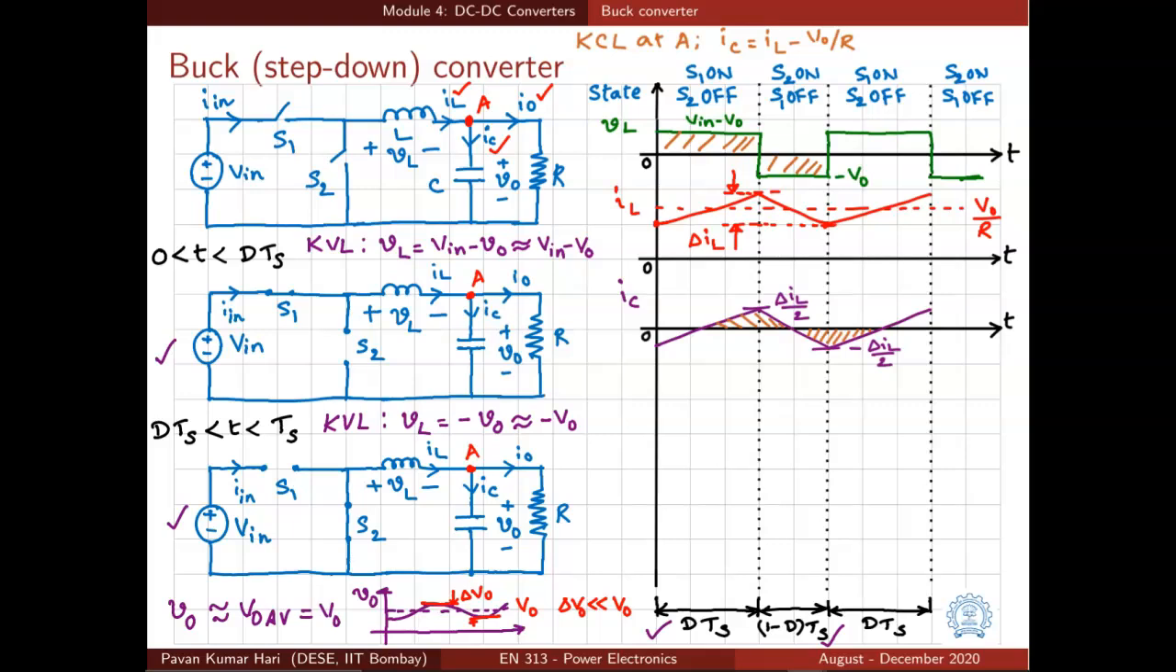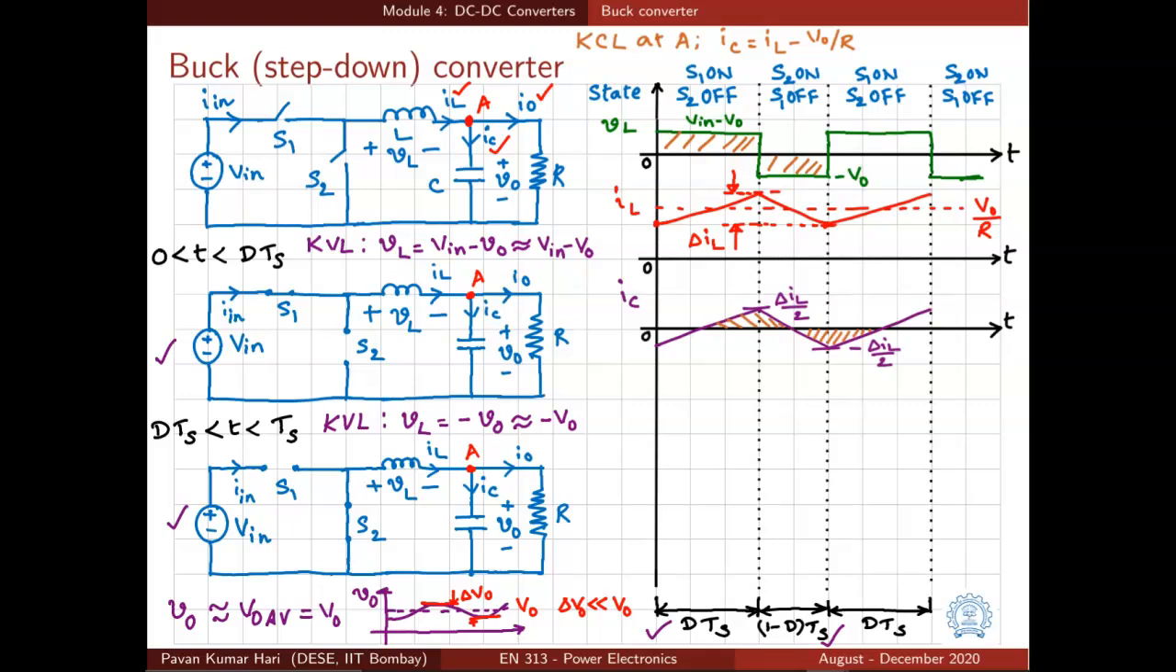Since VO is almost constant, it will be a shifted version of IL with an average value 0, and that is obvious because the average current of the capacitor should be 0 in periodic steady state. That is what is depicted here. So the areas under the positive portion and negative portion of this capacitor current waveform are the same, and the peak value of capacitor current is delta IL by 2.